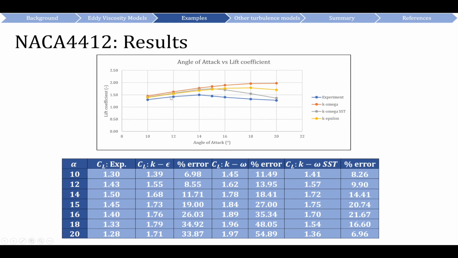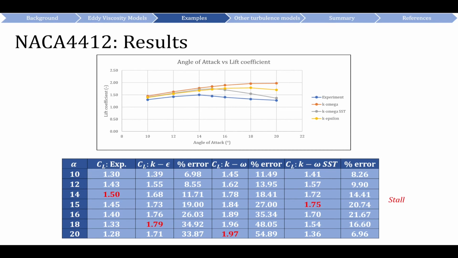Secondly, looking at the K omega SST model, it looks like we had stall at about 15 degrees, so the maximum lift was at about 15 degrees before it then decreased. The experimental value was 14 degrees for the stall angle, and the K omega SST was 15 degrees. Looking at the K epsilon model, it stalled at about 18 degrees, where the maximum lift was recorded, which is 4 degrees off 14 degrees. The K omega model was all the way up at 20 degrees, so quite far off.